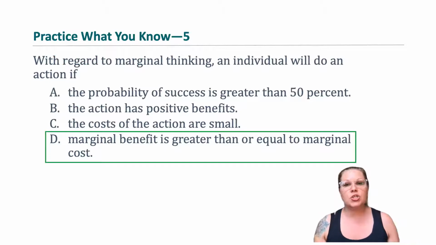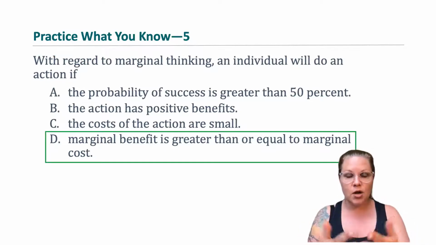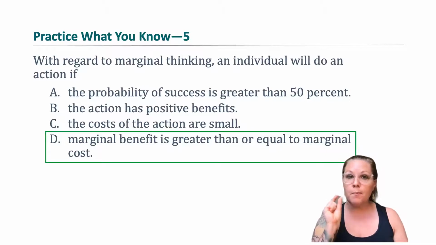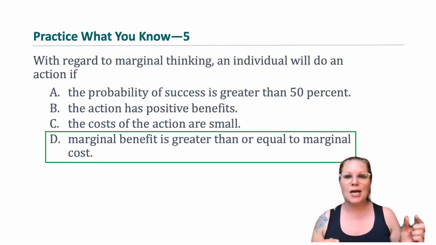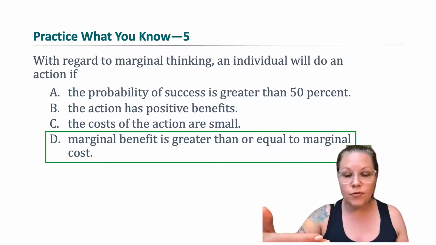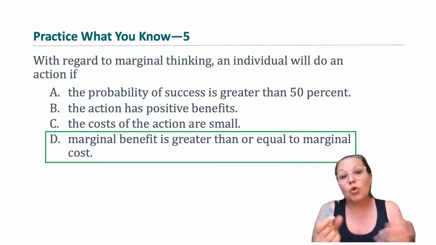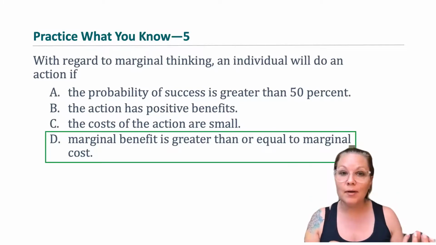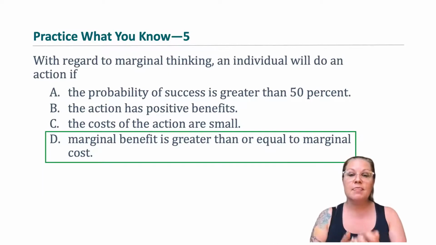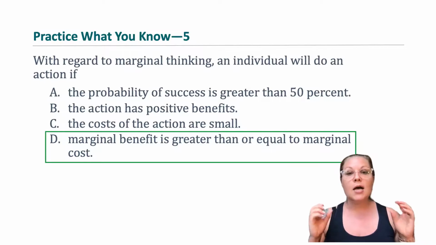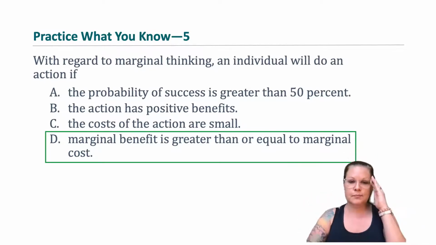So with regards to marginal thinking, an individual will go forward with an action only if the marginal benefit is greater than or equal to the marginal cost. In other words, what you gain from that small incremental decision has to be better or greater than what you give up, right? We do this all the time unconsciously, and now we're just giving it a name. This is marginal thinking, assessing marginal benefit versus marginal cost.